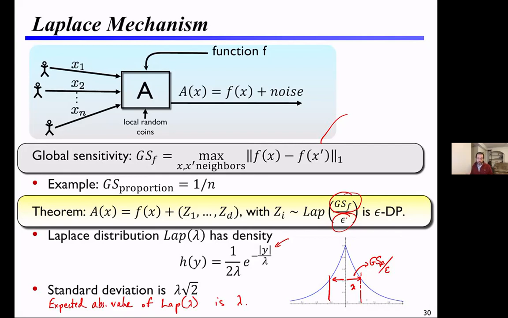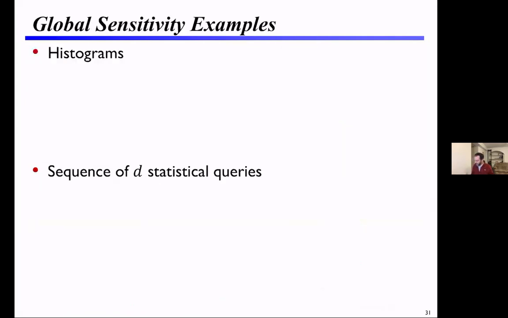So lambda is really a good measure of the scale on which you're adding noise. And what this tells us is we can add noise that's proportional to the global sensitivity and that is also proportional to 1/epsilon. And we can do this independently. We can add noise independently to each entry of the vector of the function value. Okay, so let's just see some examples of how to use this, just to get a sense of what this algorithm is doing.